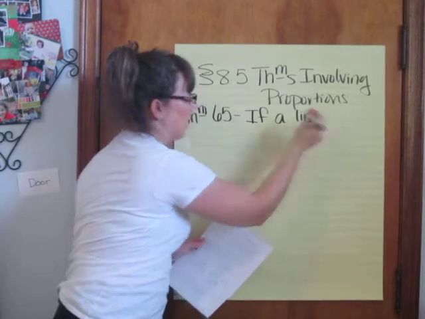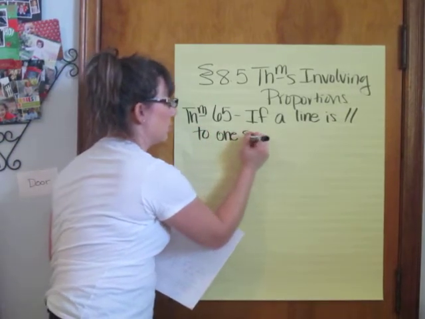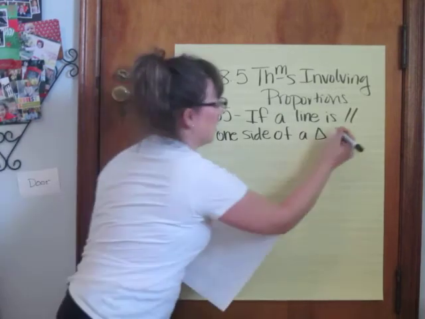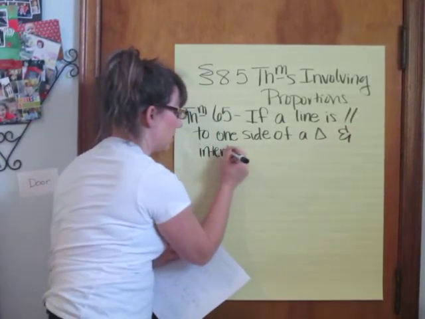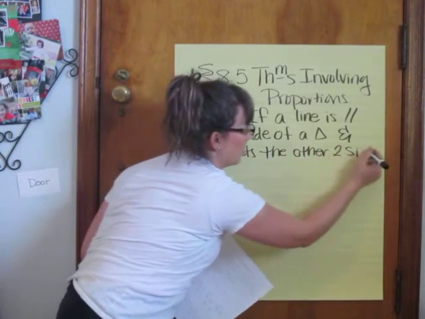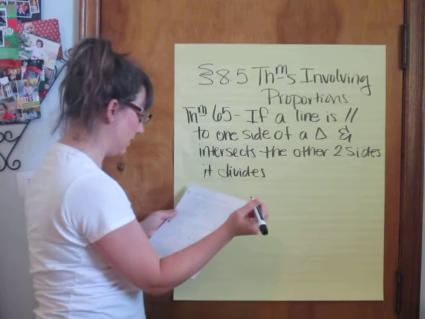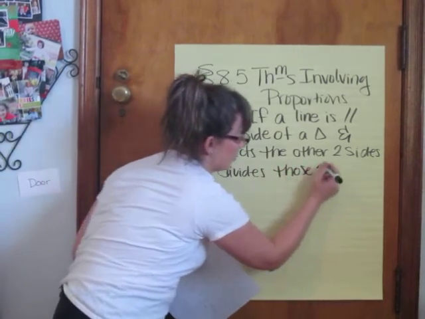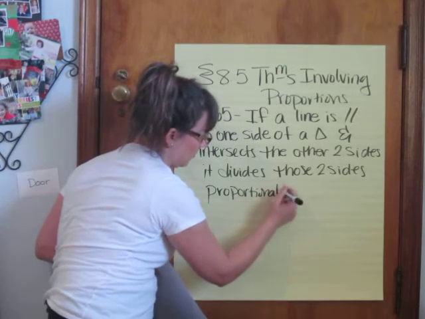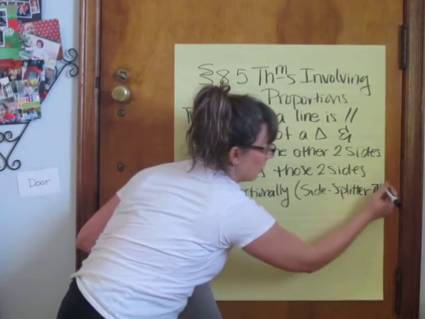If a line is parallel to one side of a triangle and intersects the other two sides, it divides those two sides proportionally. Fancy term, side splitter theorem.